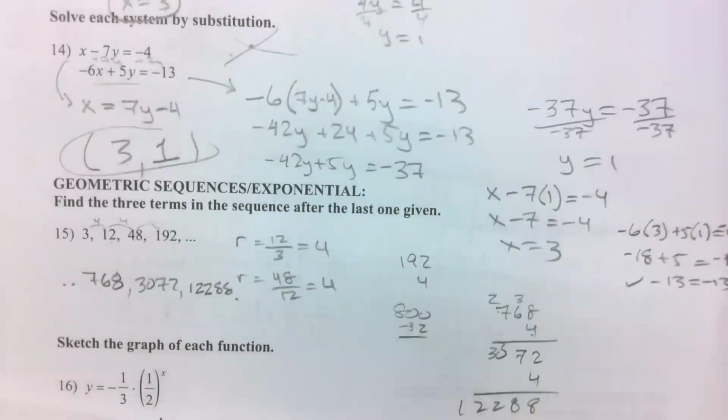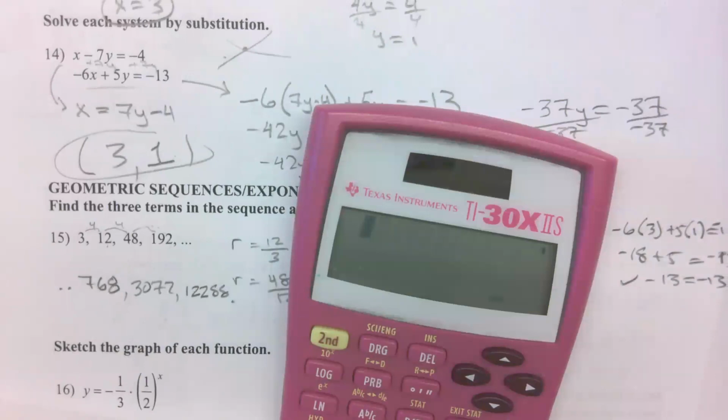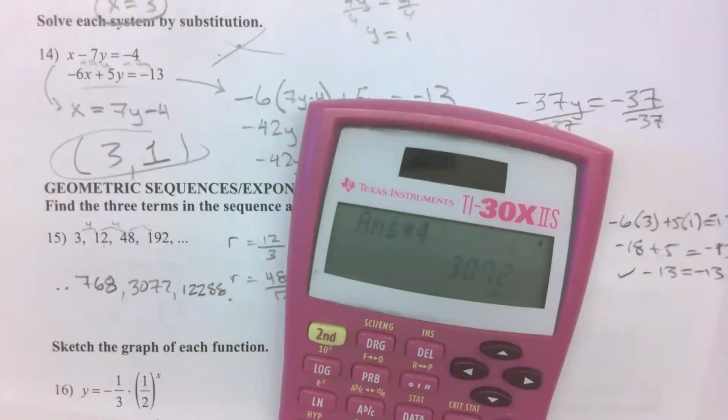12288. And just to double check, since I'm doing an answer key, I'm going to use a calculator on this. So 192 times 4 is equal to 768, times 4 is equal to 3072, times 4 is equal to 12288. Good.